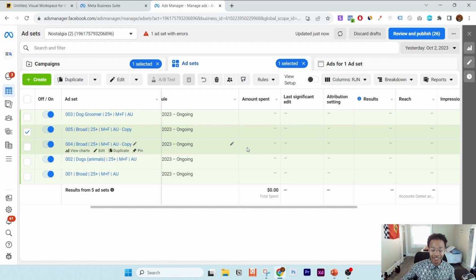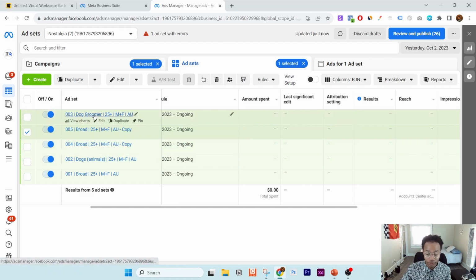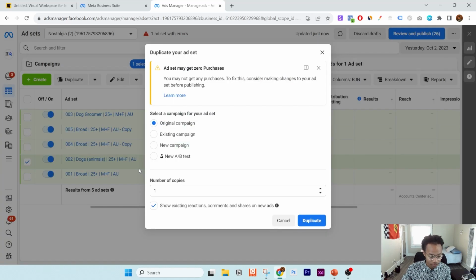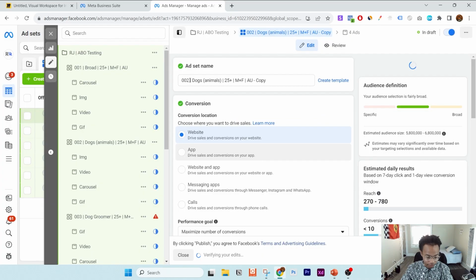So, of course, what we're going to do is we're going to let it run for 3 to 7 days. After that, we're going to record the results, and then we're going to iterate off those results. And then, say for example, we have dogs, animals here, dog groomer. We're going to combine those into a super ad set. So I'll show you right now how to do that. So we're going to duplicate this. We're going to come down. This is going to be, let's say, 006.